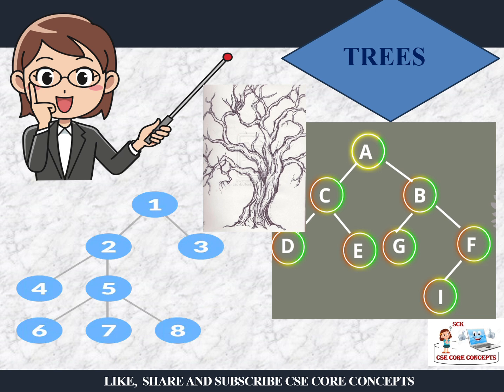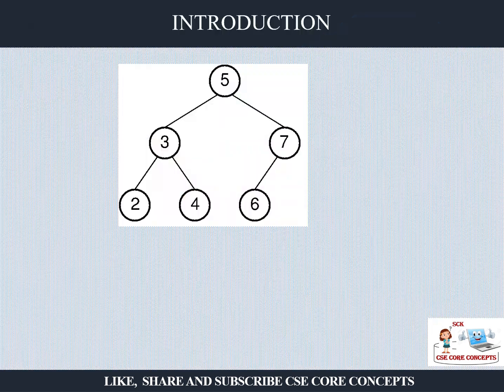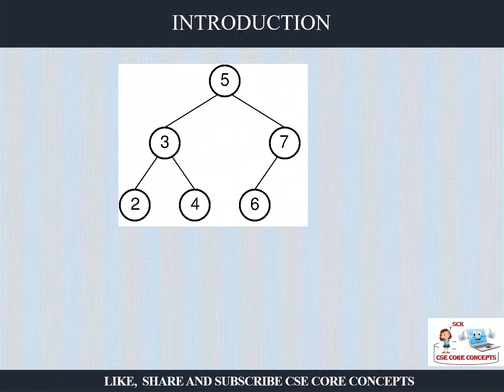Let us now understand a non-linear type of data structure, that is trees. In my earlier videos, I have discussed the linear types of data structures, namely arrays, stacks, queues and linked lists. What makes them linear data structures is that the storage is in a sequential order.